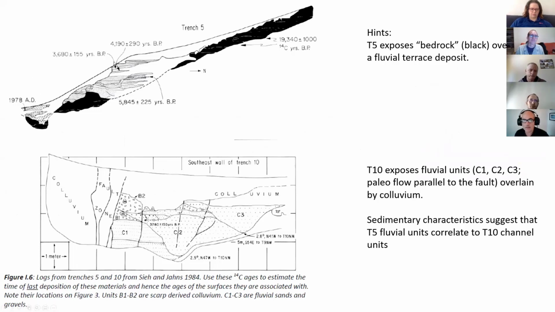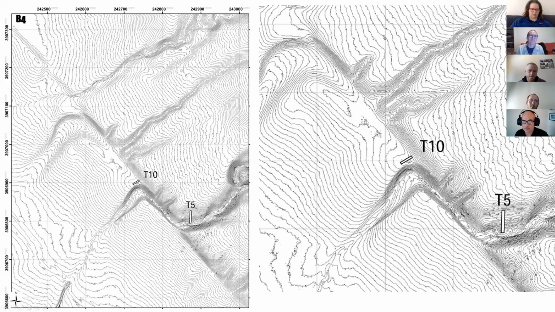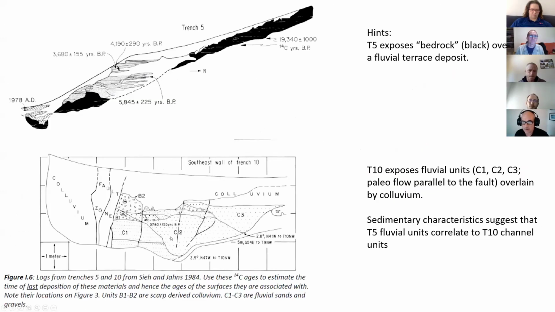And so one thing you'll want to look at is what's the youngest age here. These are radiocarbon dates, little pieces of charcoal that were found in that deposit. And then in T10, which is up here, the key thing you want to see is C1, C2, C3.